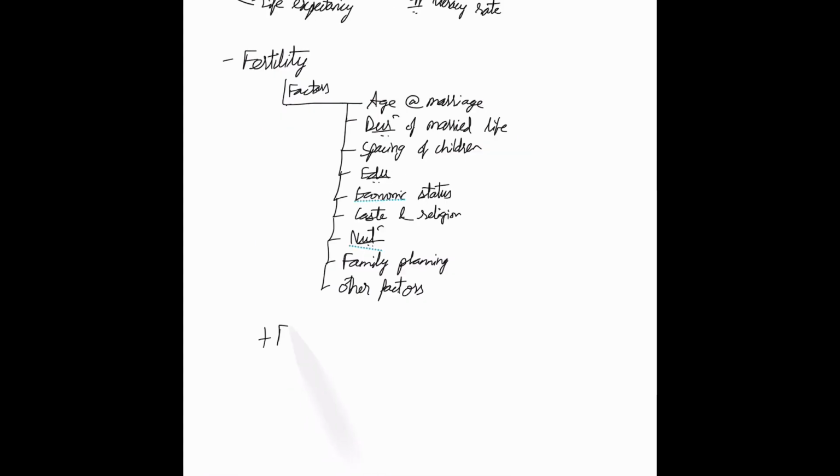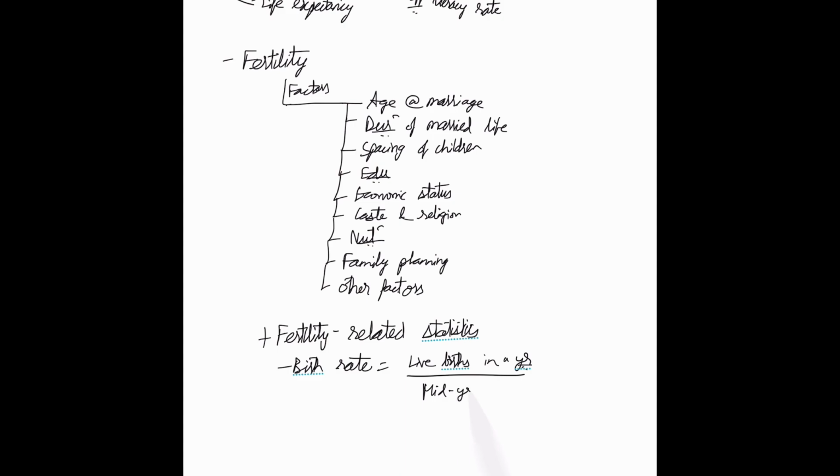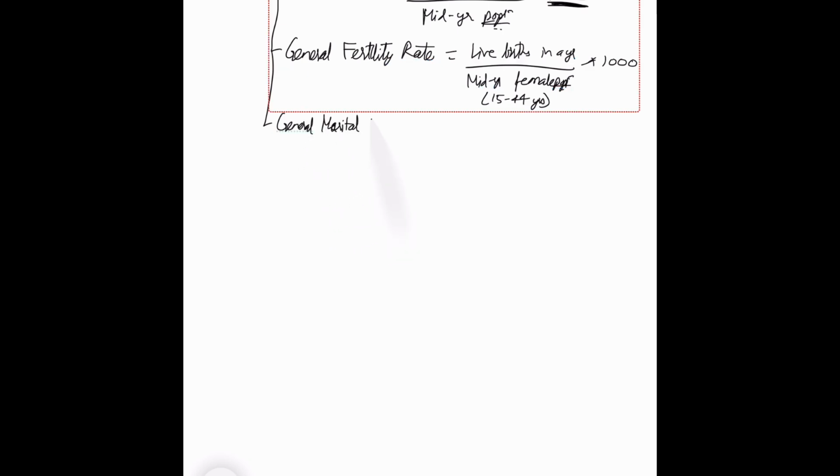Then we discuss a few fertility-related statistics, starting with the simplest of all, birth rate, which is the number of live births in a year divided by the mid-year population. Then we discuss the general fertility rate, also known as GFR, which is the number of live births in a year divided by the mid-year female population aged 15 to 44 years. Then we discuss the general marital fertility rate, which is basically GFR, but you only consider married females in the denominator.